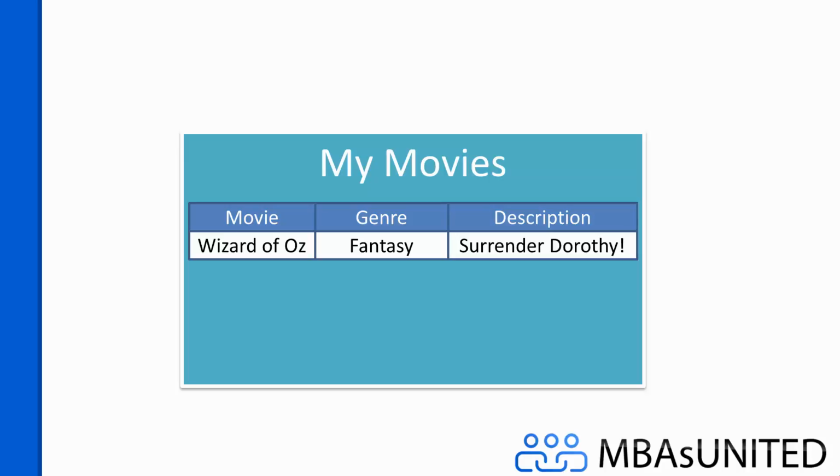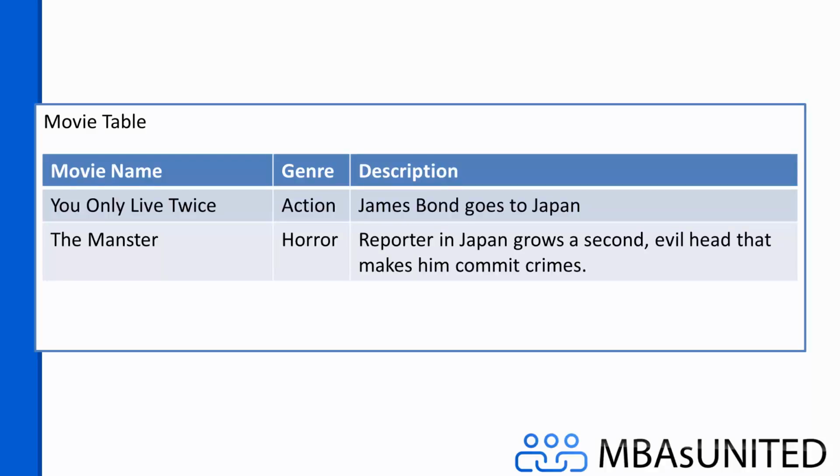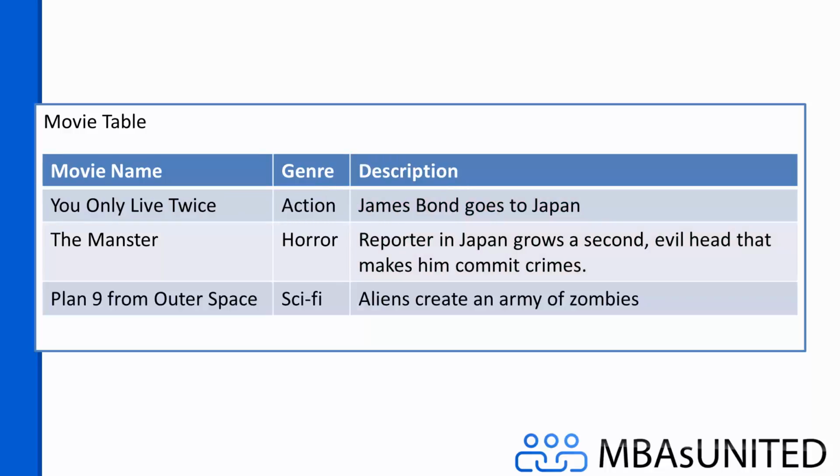Databases store information in spreadsheets that we call tables. In our example, the database would have a table called Movies. Our table would have columns in it, for the movie name, the genre, and the description. When we add a movie to our collection, our program would add a new record to our table.